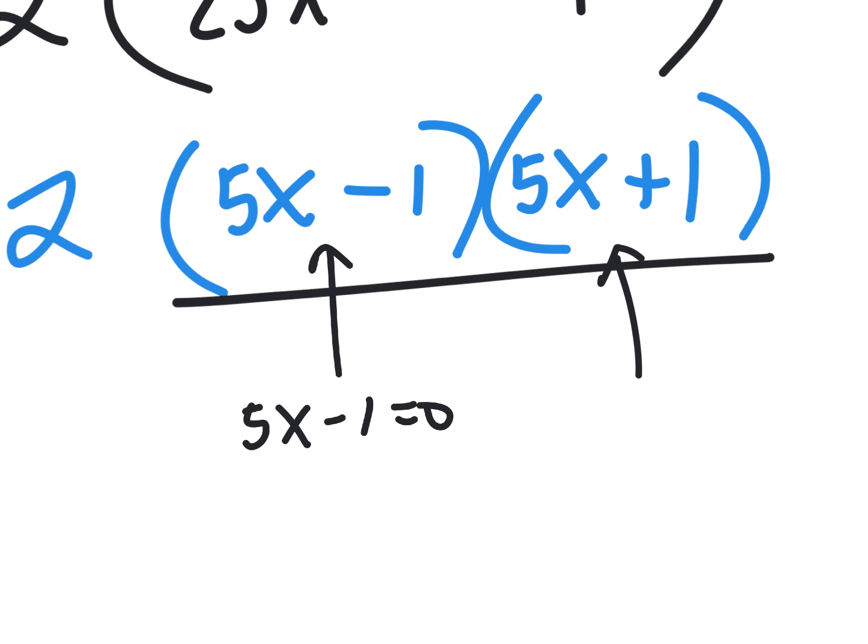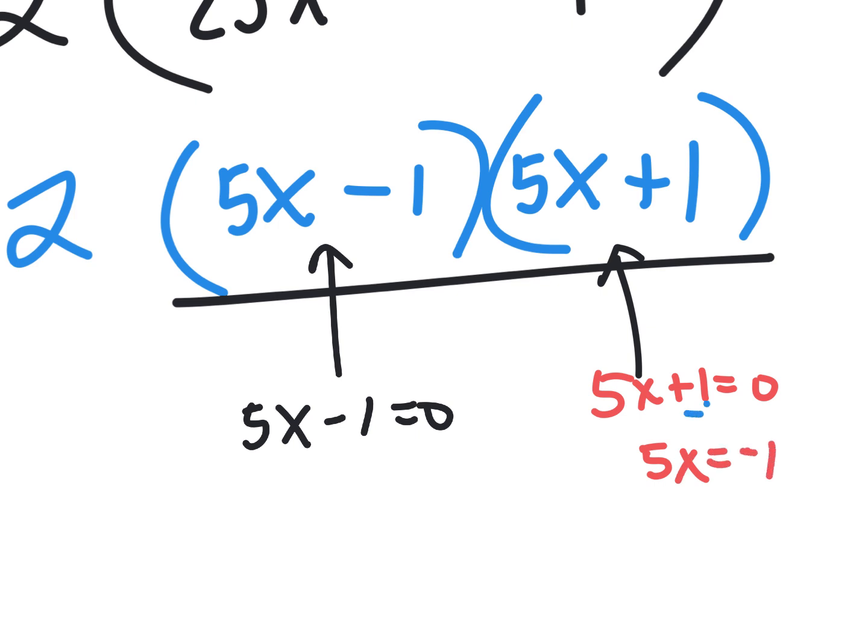Pause for a second. Let me give that a try. So, to start with, we set both sides equal to 0. So I'm going to now take a second and do the other side. 5x plus 1 equals 0. 5x equals negative 1.